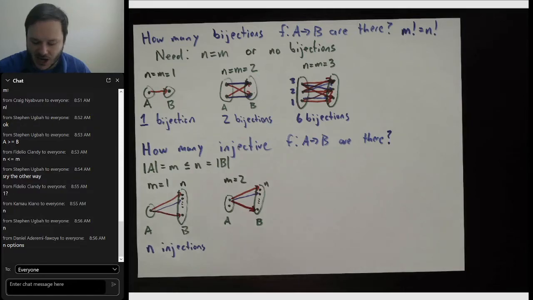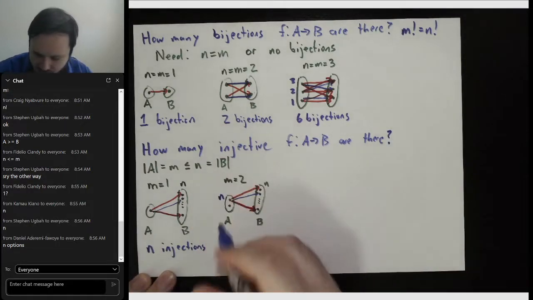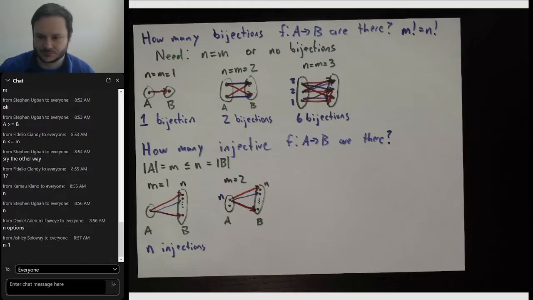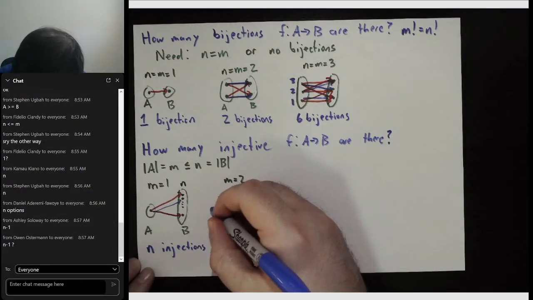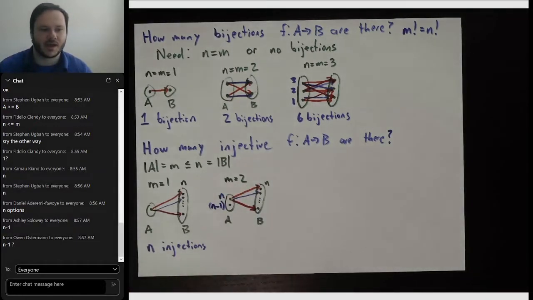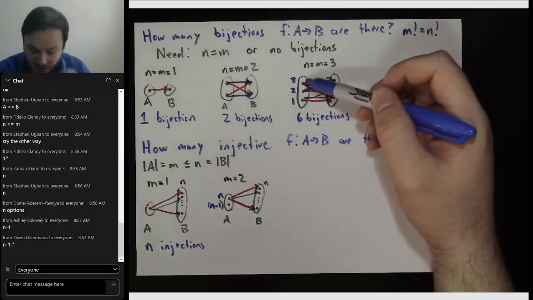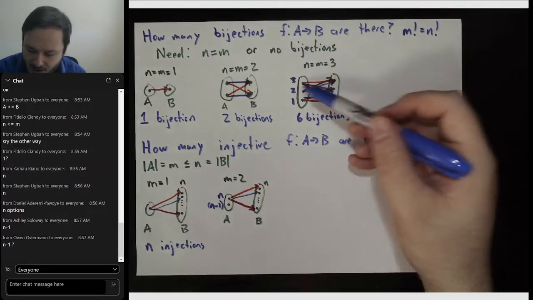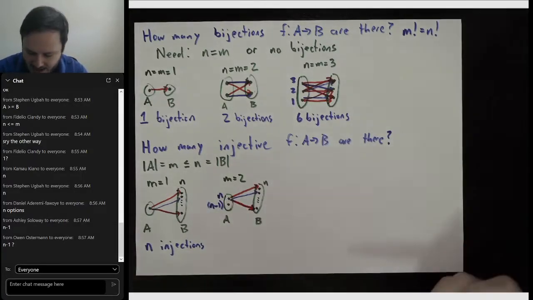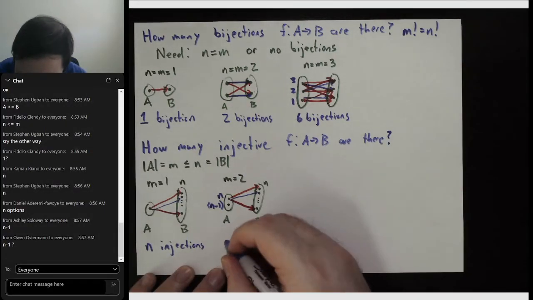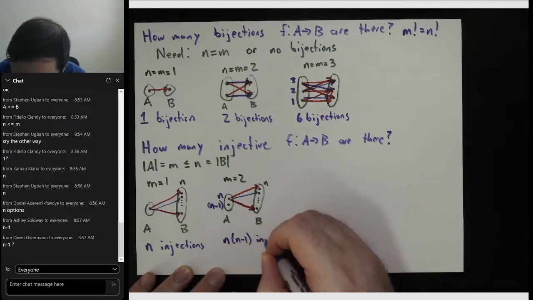But I need this to be an injection. I need it to be 1-to-1. That means you can't pick the same value. So how many options are there for this second value? n minus 1. I just have to pick something different. In order to be an injection, I create this process. It's very much like the bijection, except I only have to pick for every element in A. So this is n times n minus 1 injections.